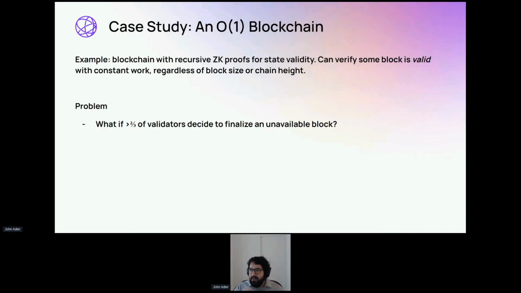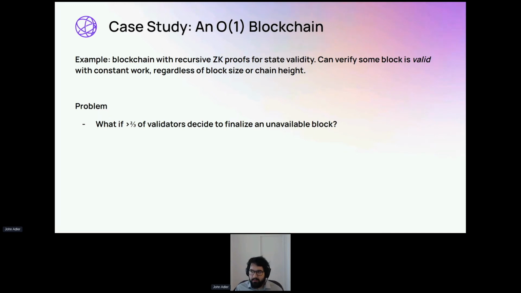Okay. Now, let's do a case study in a hypothetical O(1) blockchain, some constant cost to verify a blockchain, and see why data availability is even important. Okay, so let's consider a blockchain with recursive zero-knowledge proofs for state validity. So each proof attests, or proves rather, that some block is valid, and more importantly, that it builds upon a valid block. If you do this recursively, that means by induction the whole history is valid. If you do this with certain nice techniques, you can potentially get it so that the entire blockchain history can be verified in constant time with a single proof that proves things recursively.